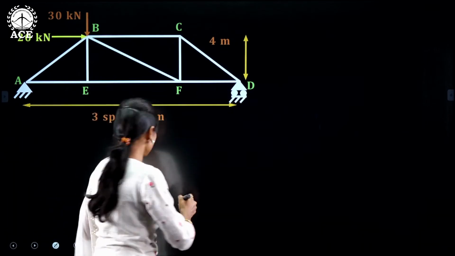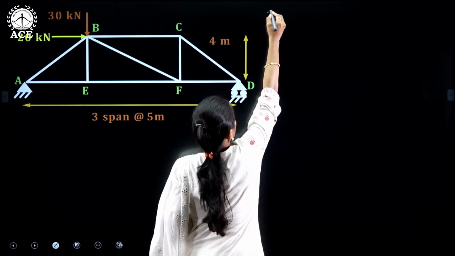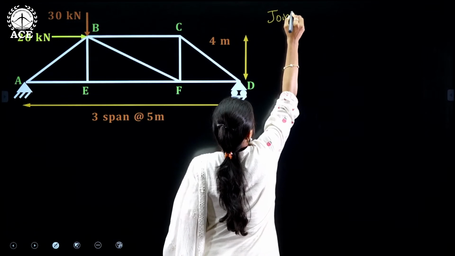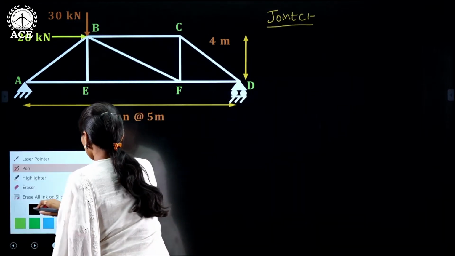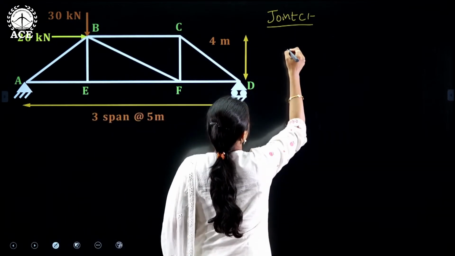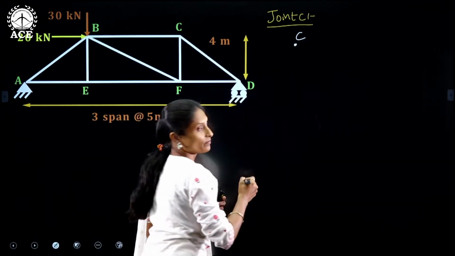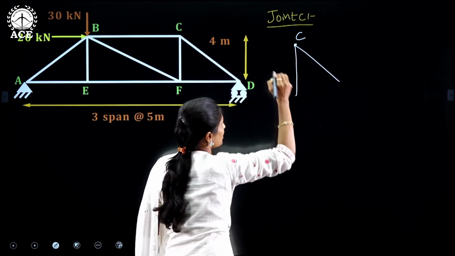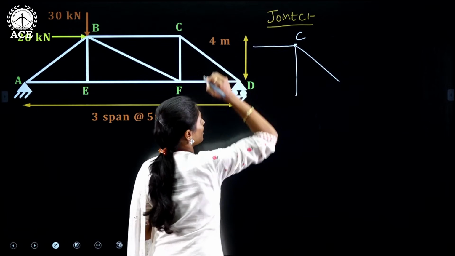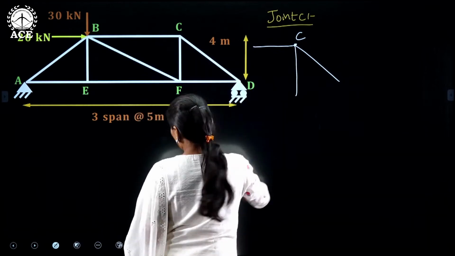So I am now considering joint C. So at C, if you see, there is an inclined member, there is a vertical member, and there is a horizontal member.